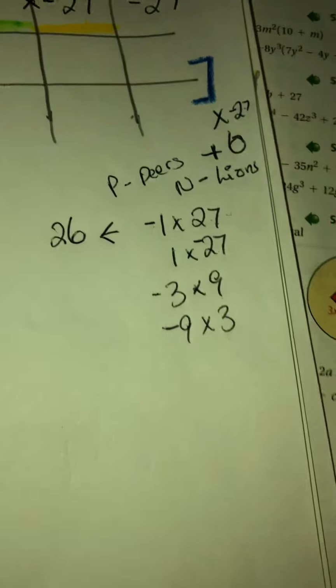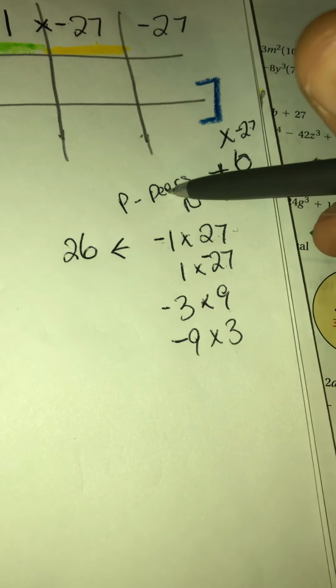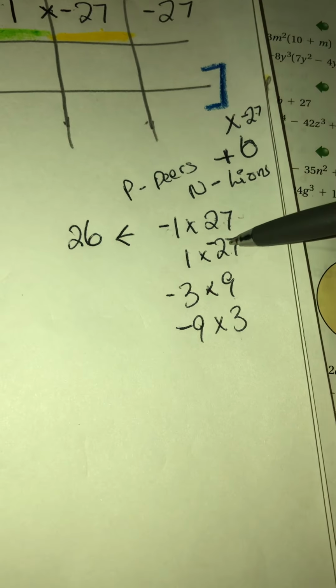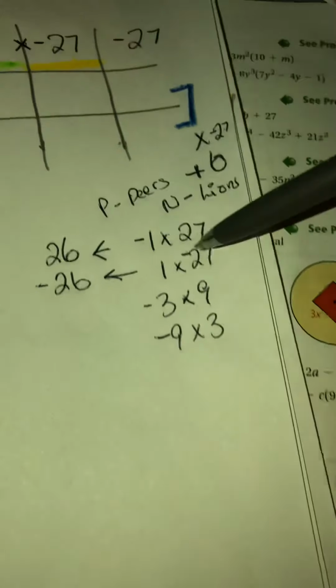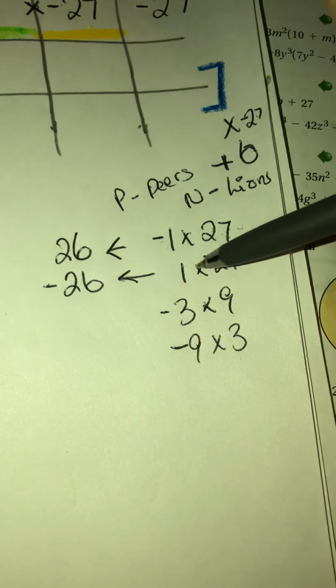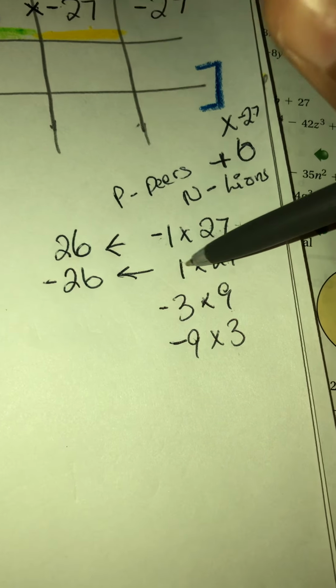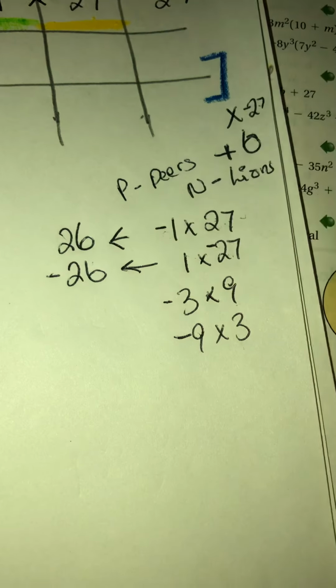So I only have 26 left, and it's positive. So it'll be positive 26. Well, here I have the opposite of that. So it's just going to be negative 26. But if you want to think about it this way, think about it as you have 27 lions and 1 deer. Only 1 deer can be eaten, so 26 lions are hungry.